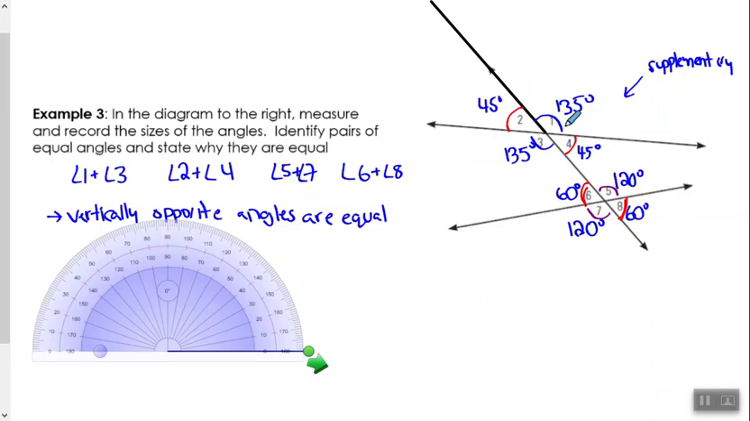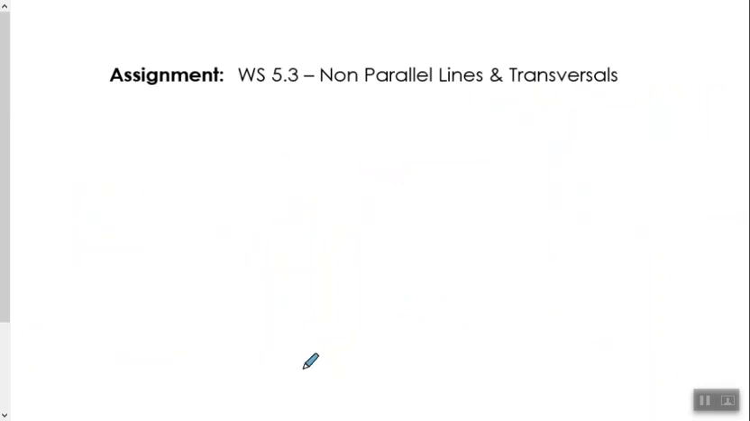And it does make sense, because if I remember that angle 1 and 2 are supplementary, 1 and 4 are also supplementary. And if angle 1 is 135 degrees, then its supplementary pair must be 45 degrees. So this 45 degrees is going to be both angles on either side of 135 that make up its lines. Okay, but you guys don't need to know that. So you can go on to your assignment 5.3, non-parallel lines and transversals.